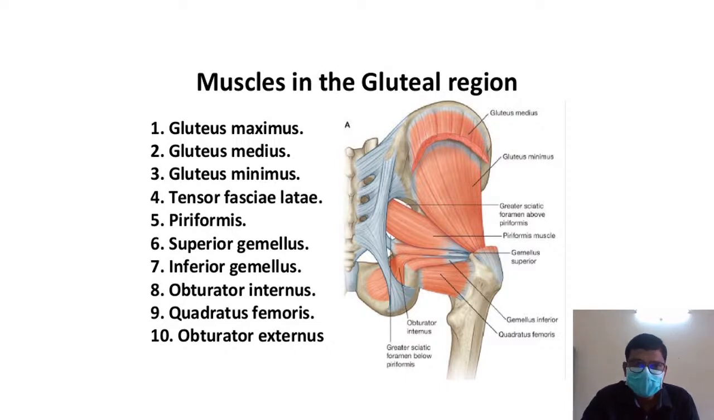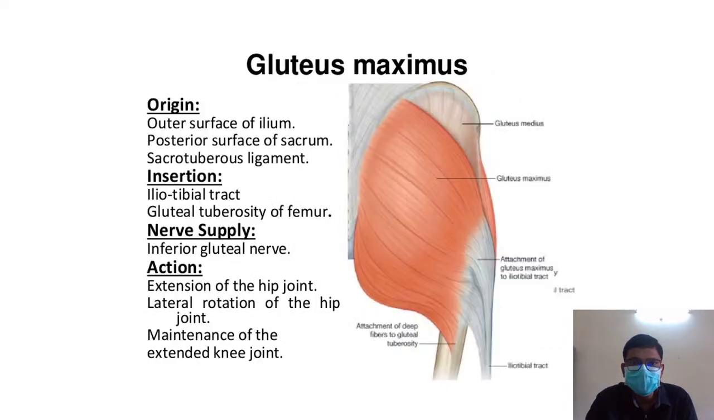I'll read them out again for your understanding. That is the gluteus maximus, gluteus medius, gluteus minimus, then the tensor fascia lata, piriformis, the superior gemellus and the inferior gemellus, the obturator internus and the obturator externus, and finally the quadratus femoris. Let us see all of these in detail.